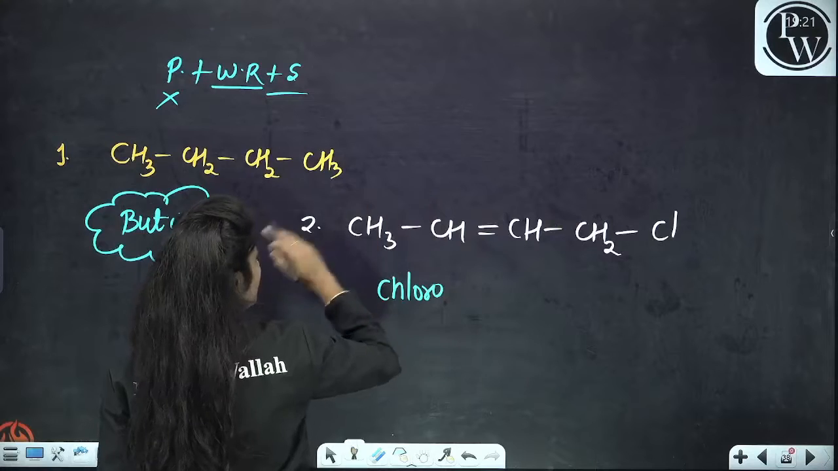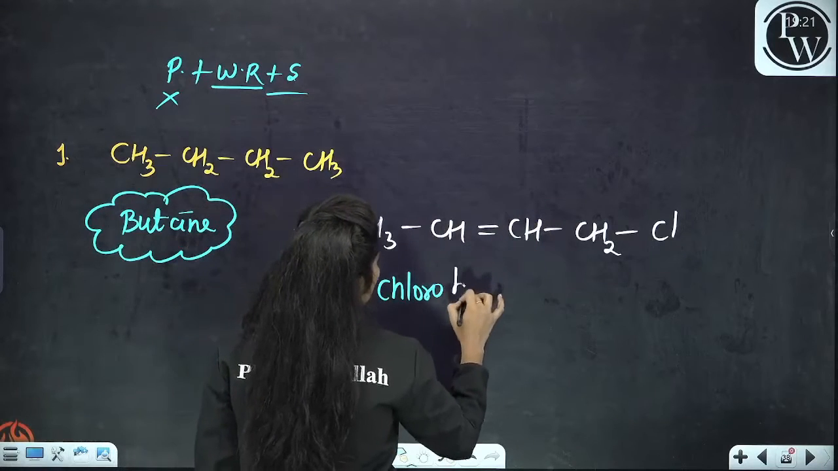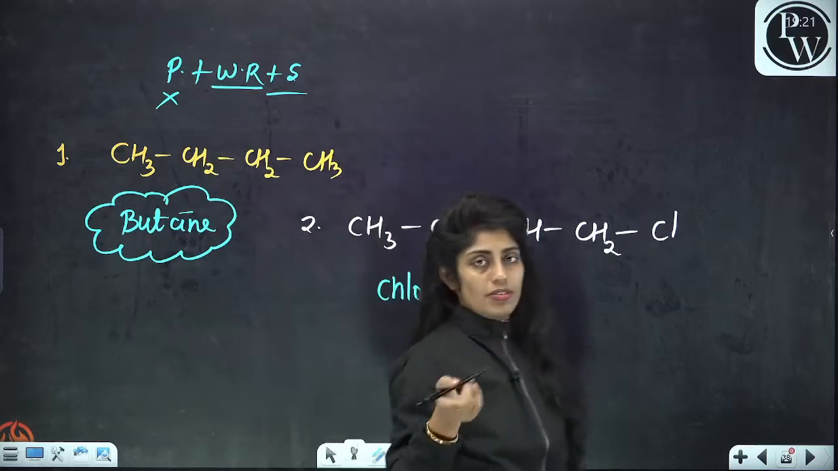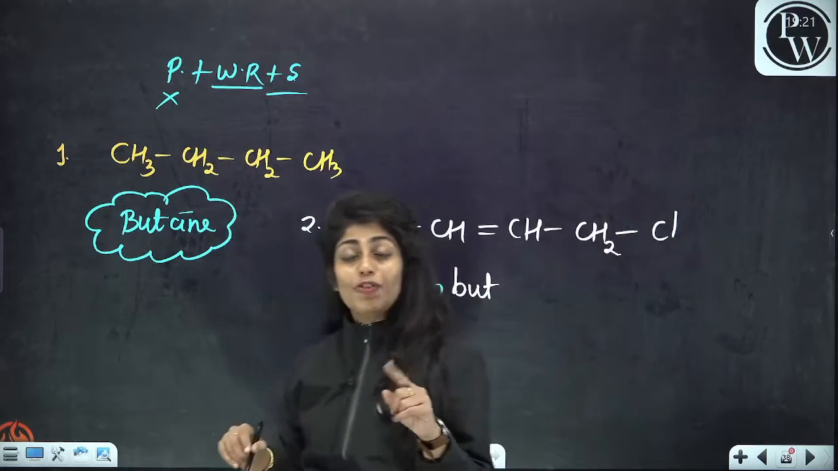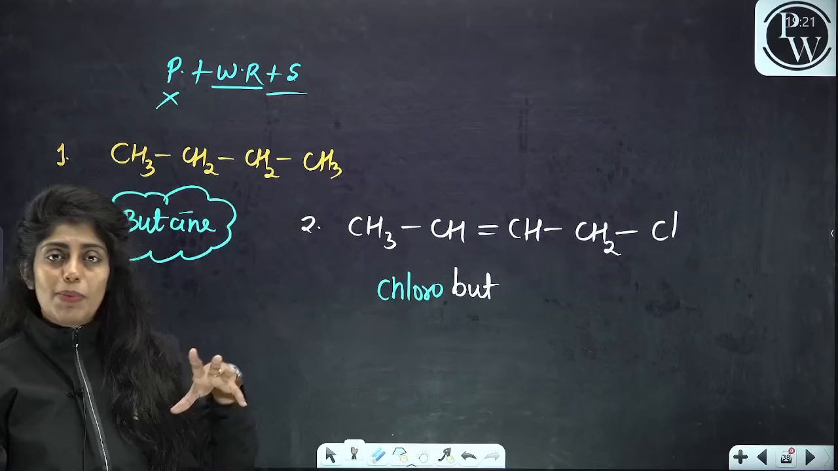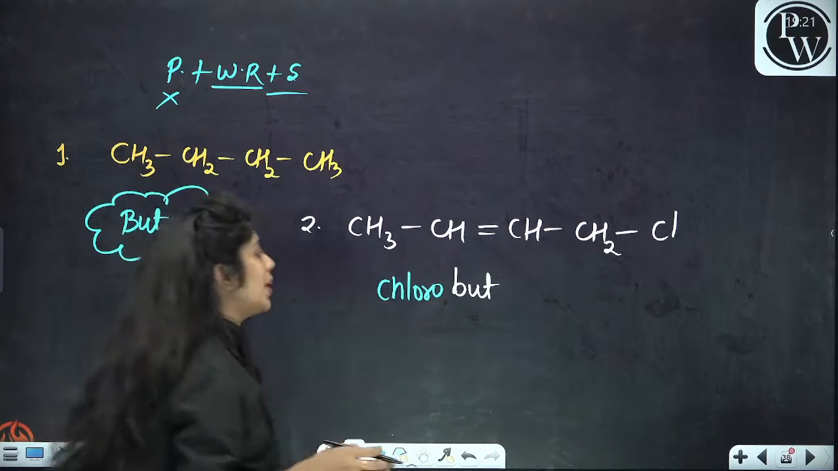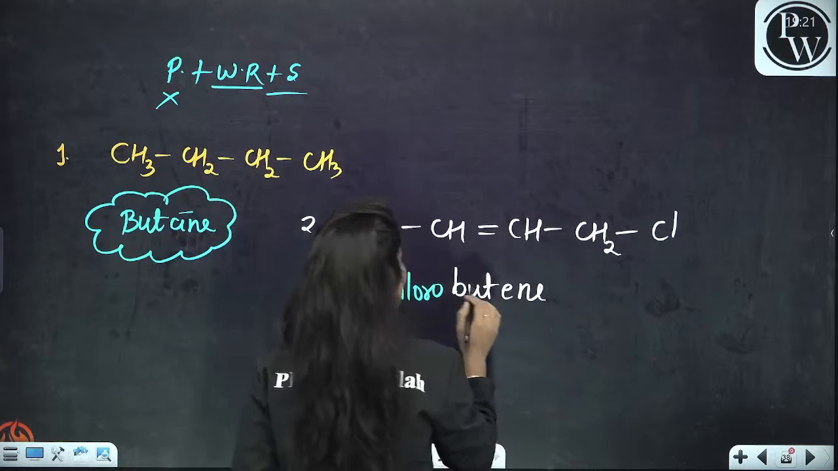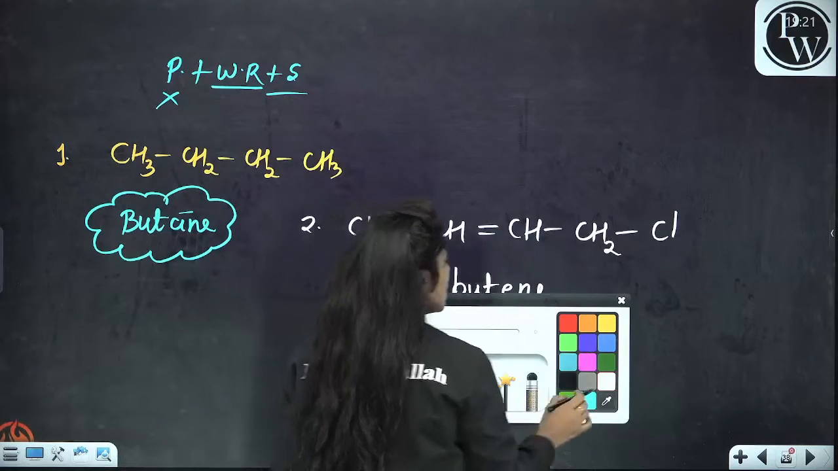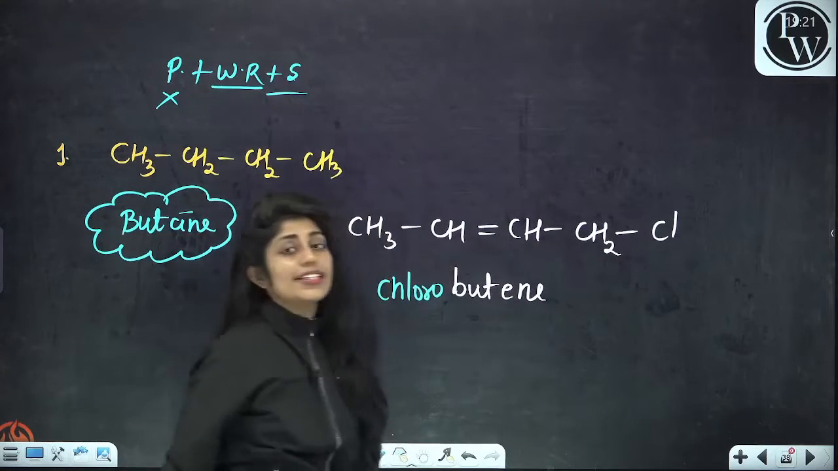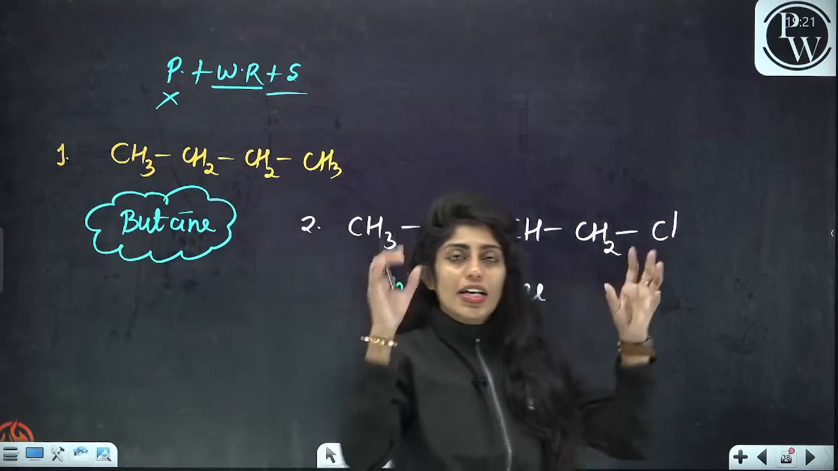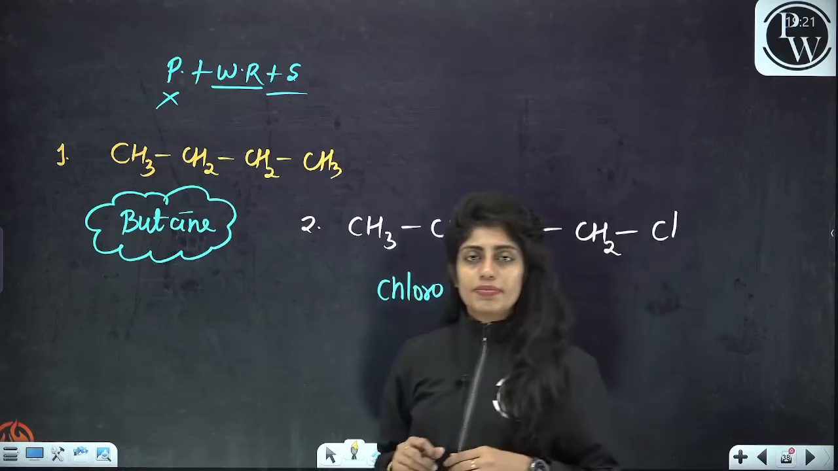Come to the word root. 1, 2, 3, 4. That's your but. Done. Don't place ane. Check. We have ene, double bond. Double bond is superior. So, we will be writing ene. Done. Chloro, butene. Done. Now, the problem is we are not indicating the location of the double bond.